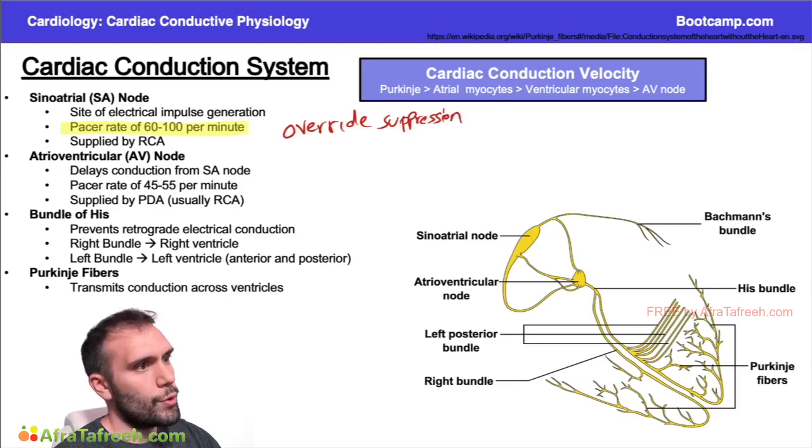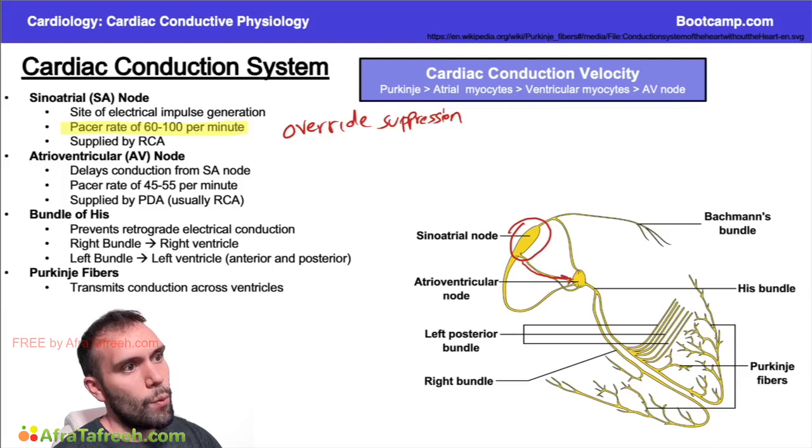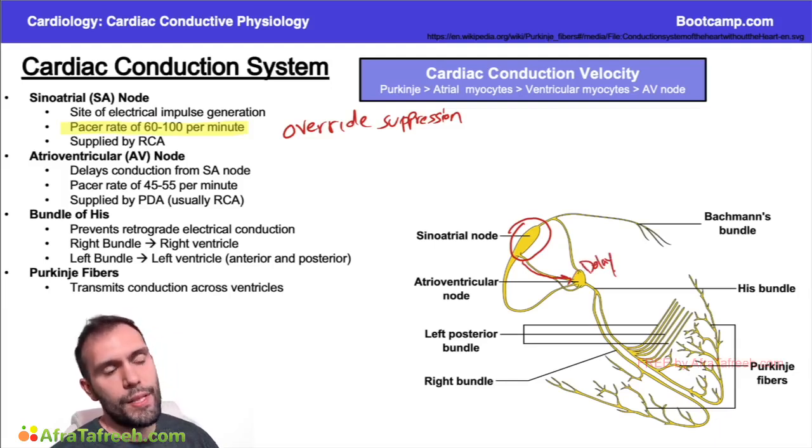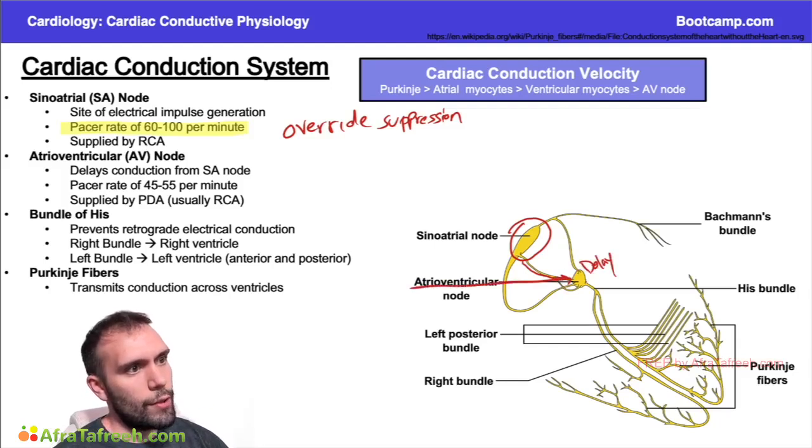Now let's just go through this really quickly. We're going to originate our impulse here at the sinoatrial node. That impulse is going to go down to the AV node, the atrioventricular node. What's going to happen here is there's usually going to be some kind of delay. And the whole purpose of that delay, if you can imagine your atria, everything above this line is going to be atria, right?